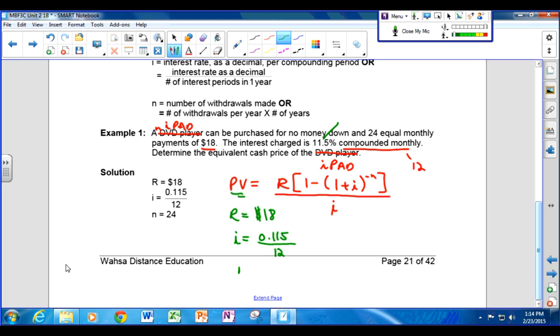Now our n value: there are 12 per year times, what does it say? 24. Oh, look at this. They're being a little bit sneaky here. 24 equal monthly payments, right? So that must be 2 years. There are a couple of ways to do this. We could figure it out that way, or you could just say, as they did over there, that n is 24 monthly payments.